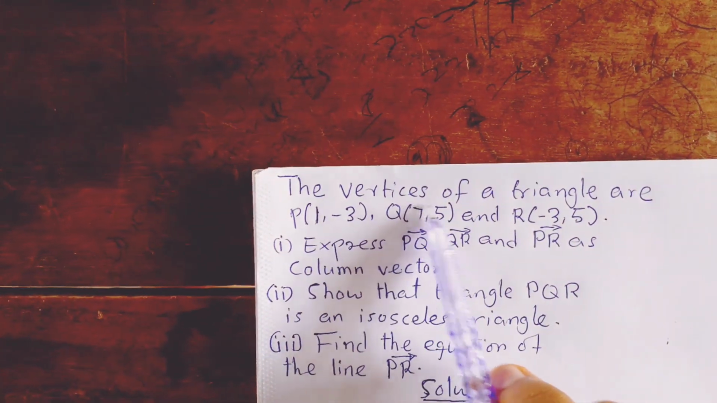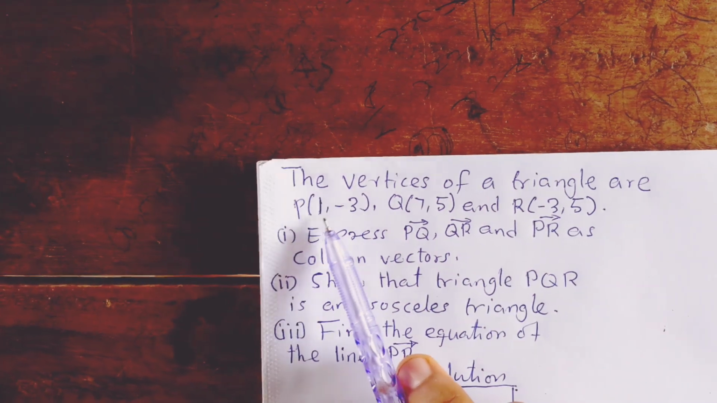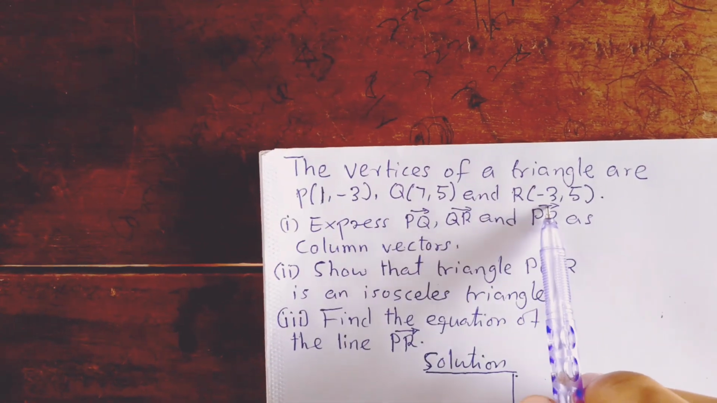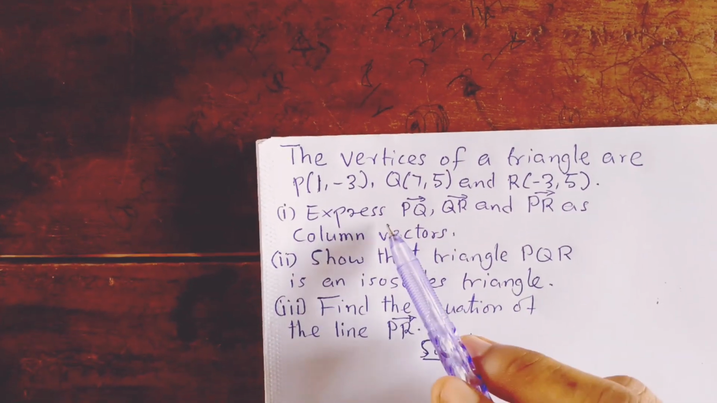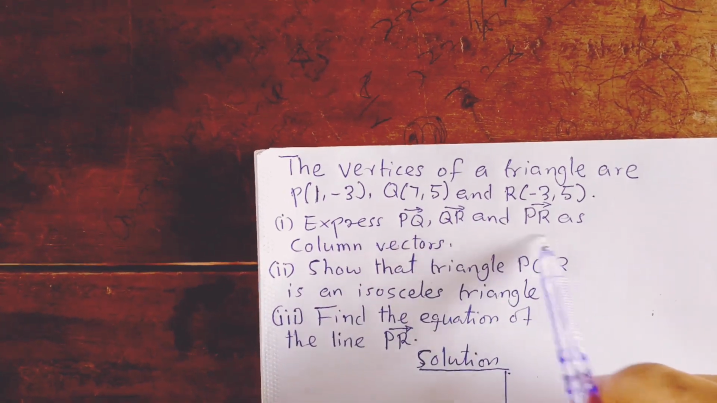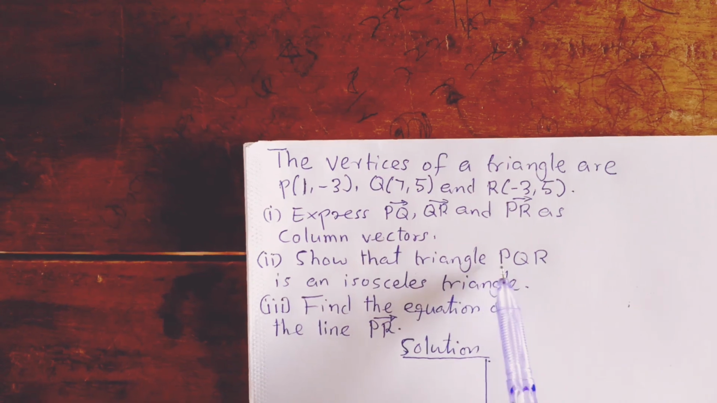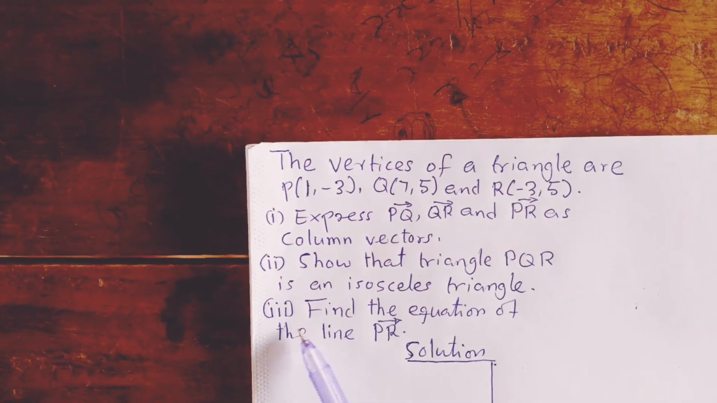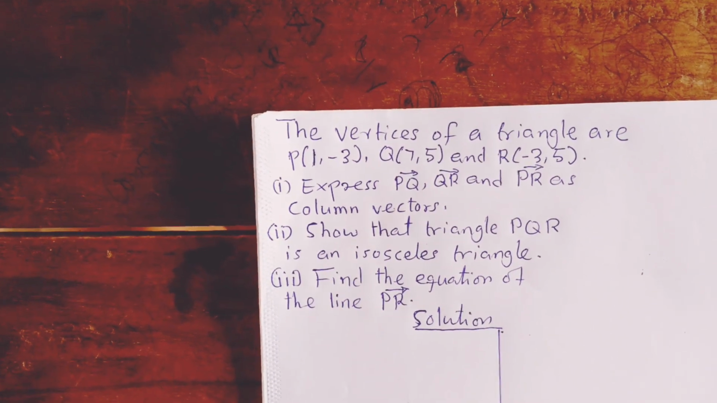The question says that the vertices of a triangle are P, that is (1, -3), Q, (7, 5), and R, (-3, 5). So our first work is to express vectors PQ, QR, and PR as column vectors. And then it says show that the triangle PQR is an isosceles triangle. And then the last one says find the equation of the line PR.